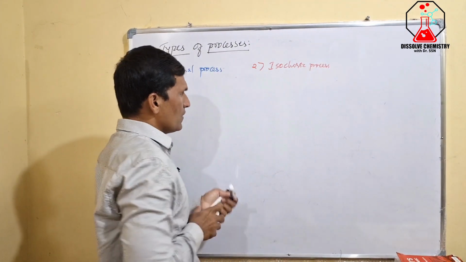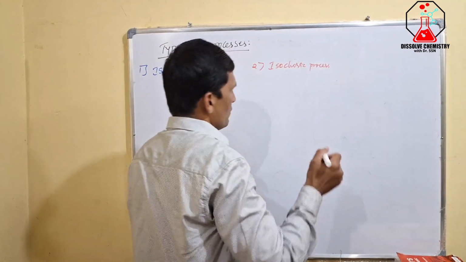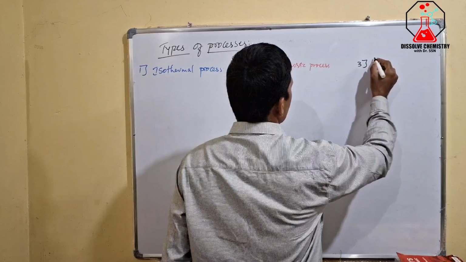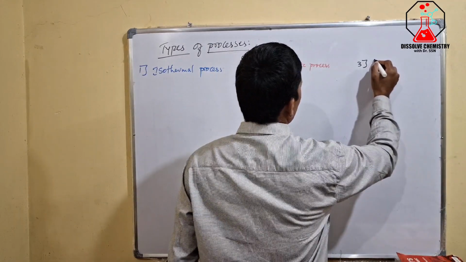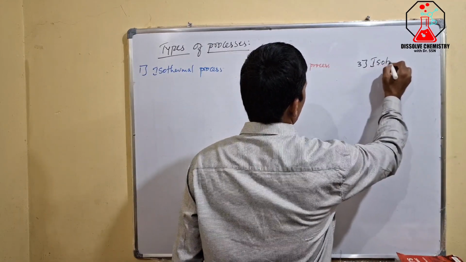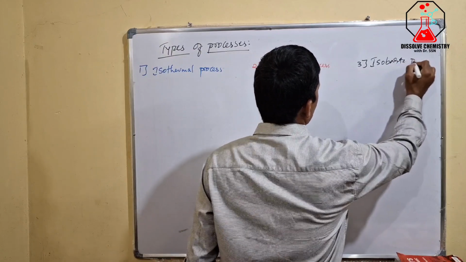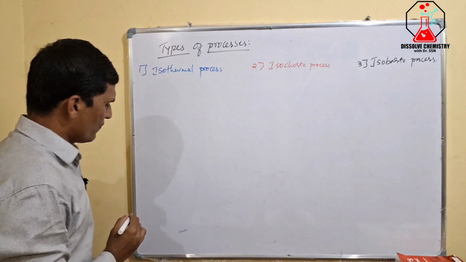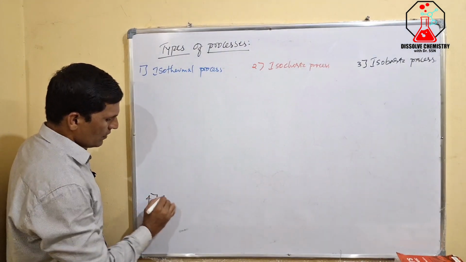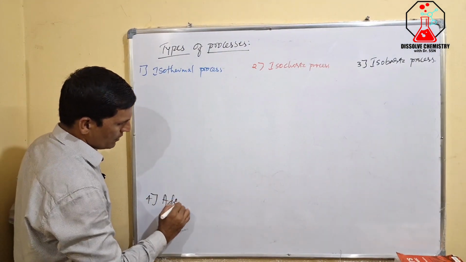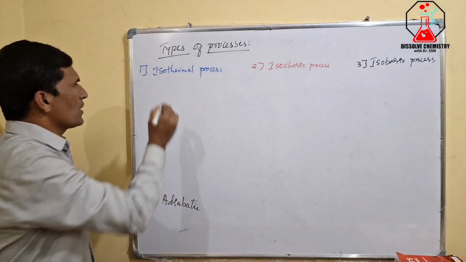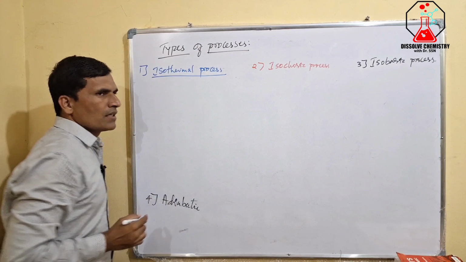And the third one is the isobaric process. Okay, and our fourth one will be the adiabatic process. Okay, first one we will talk about is the isothermal process.